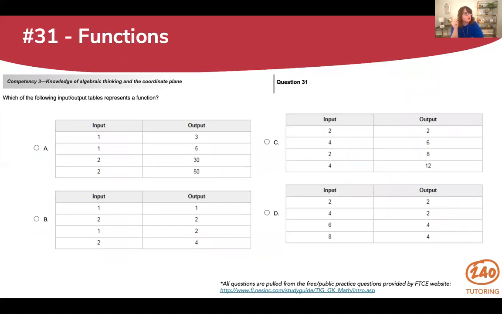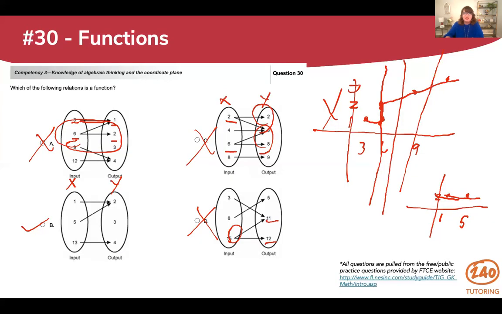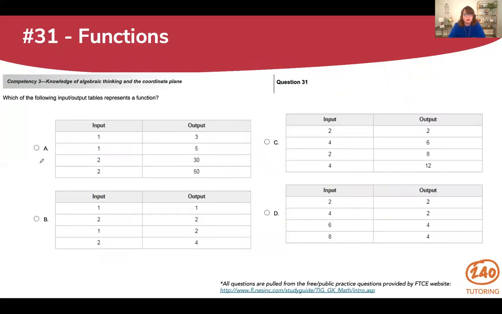All right, which of the following input-output tables represents a function? I want to show you something. It's the same kind of question as this. They just reorganized it into a more fancy table. Okay, so basically what they're telling you is this y goes to 3. 1 also goes to 5.